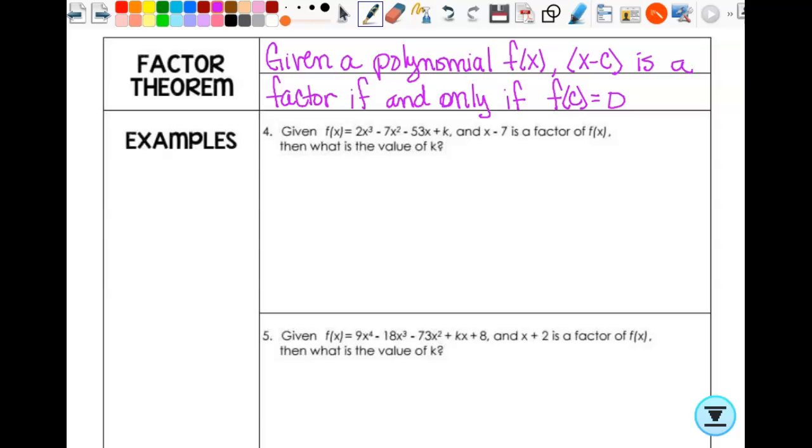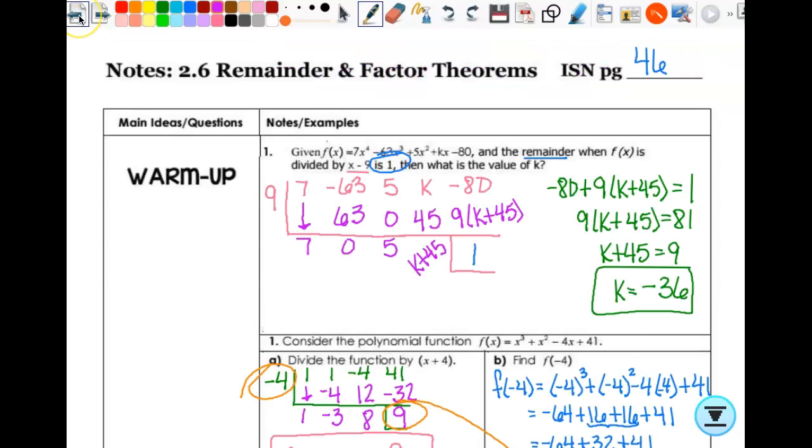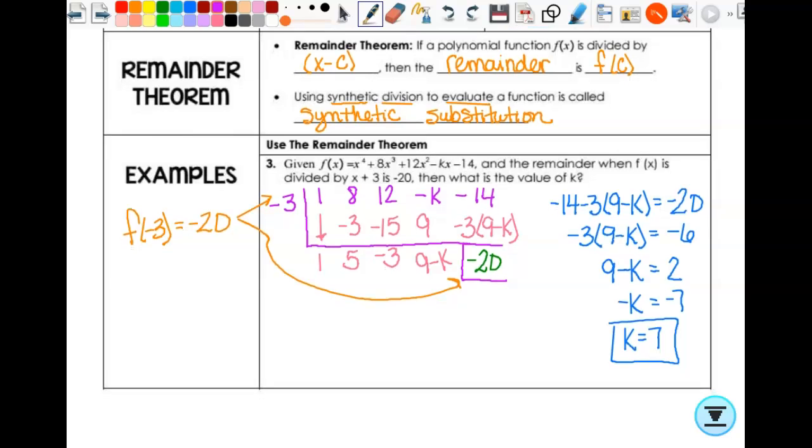Okay, so given a polynomial f of x, x minus c is a factor if and only if f of c equals 0. And I've stated that a few times as we've been dividing the last couple of days, saying basically what this is saying is if it divides evenly, it's a factor. If it doesn't divide evenly, then it's not, right? Because if it divides evenly, my remainder is 0. And remember, f of c gives you the remainder. So if my remainder is 0, then we're good. So if we look back up here, when we divided this by x minus 9, clearly not a factor of this function because my remainder is not 0. Here, x plus 3, not a factor because my remainder is not 0.